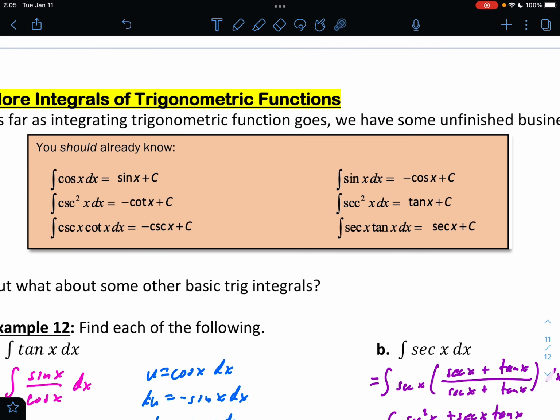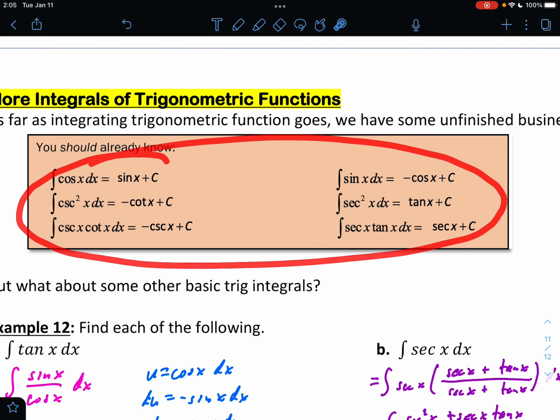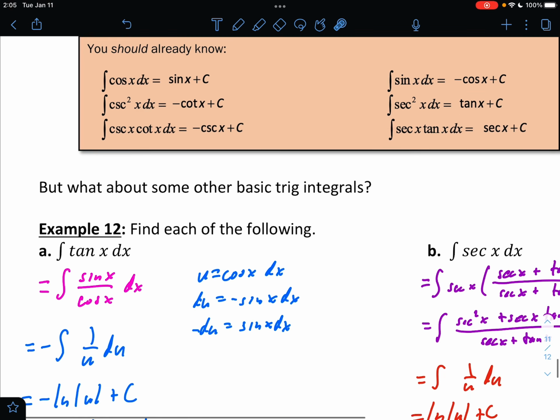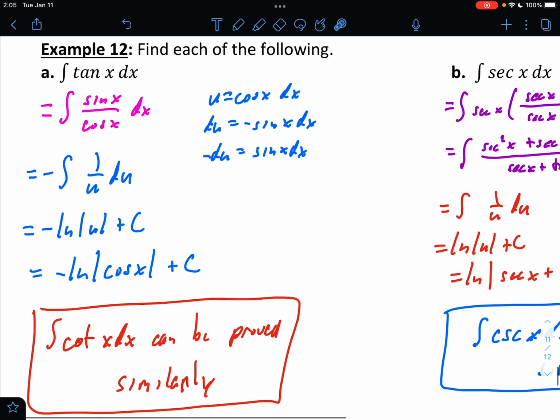So we should already know these 6 trig integrals, but we're missing 4 of them. We're missing the 4 basic functions: the integral of cosecant, the integral of secant, the integral of tangent, and the integral of cotangent. You can do all 4 of these by hand, as I'm about to show you. However, it is in your best interest to simply memorize them once you see them. So in example 12a, I am going to go through the proof of the integral of tangent.